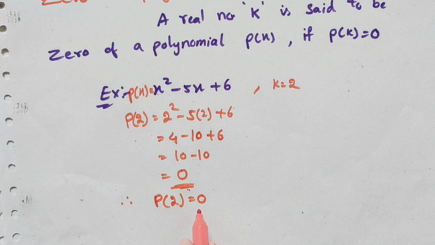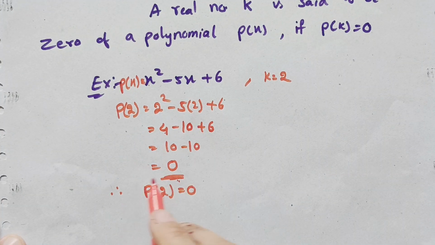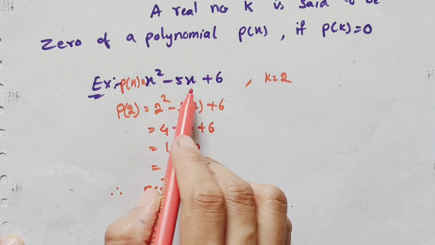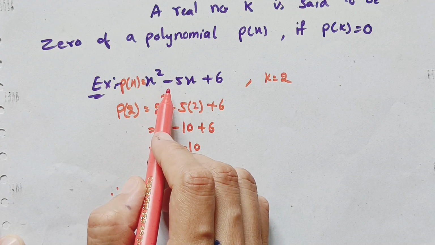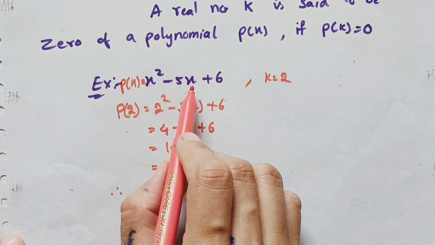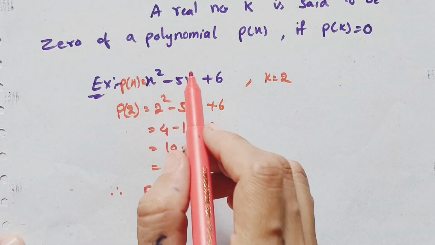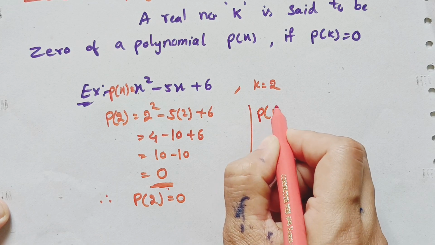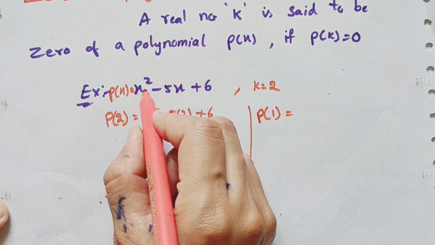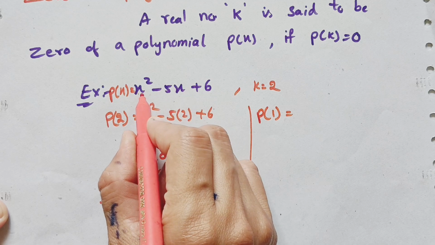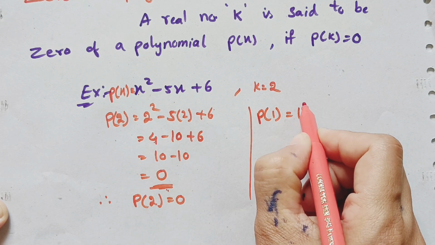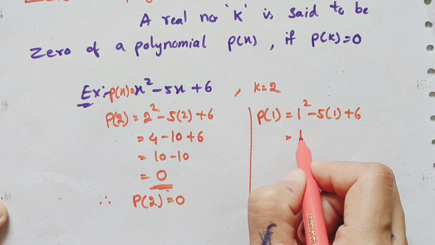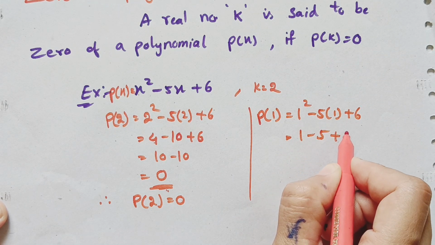Now you understood what is a zero of polynomial. By placing 2 in the polynomial we got 0. That's why we call this the zero of polynomial p of x. Now I hope it's clear for you. Let us take another example for this same polynomial. So now I'm going to take p of 1. I'm going to substitute 1 in the place of x in the polynomial x square minus 5x plus 6. 1 square minus 5 into 1 plus 6. 1 square means 1. Minus 5 into 1 means minus 5, plus 6.